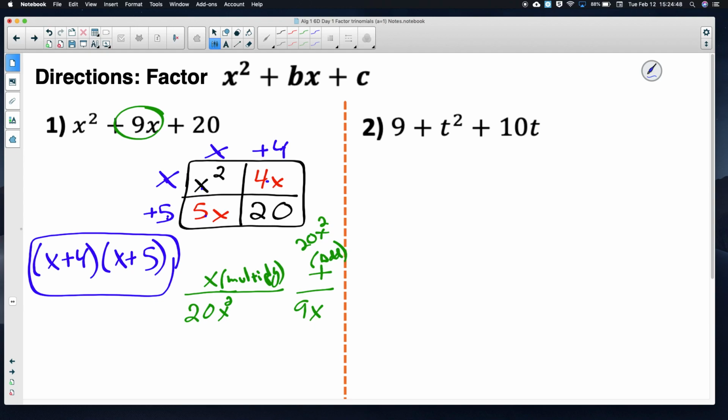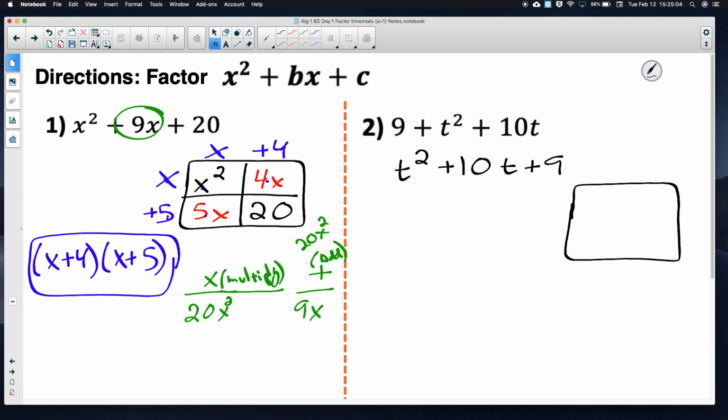So, let's look at number 2. What do you notice is a little bit weird about number 2? Well, it's not in the standard form of a quadratic. So I need to rewrite this so that it's in standard form. From there, I'm going to create my box. Upper left-hand corner, I'm going to put the first term. Bottom right-hand corner, I'm going to put the last term. And then those multiply together to give me 9t squared. So I'm looking for two numbers that multiply to give me 9t squared and add to give me that middle term of 10t.